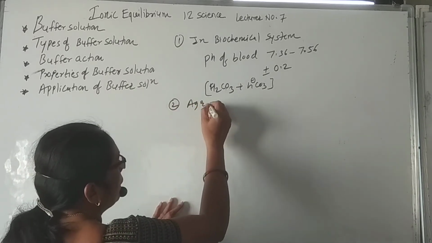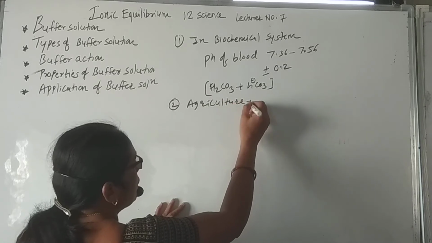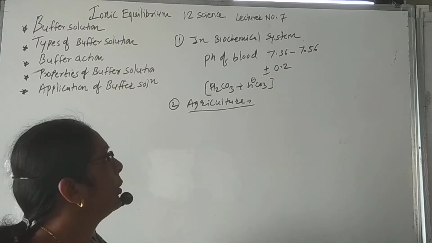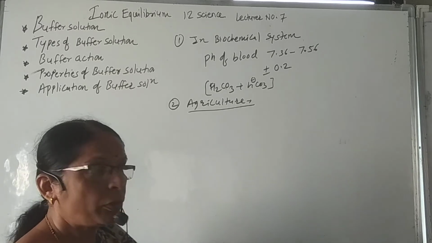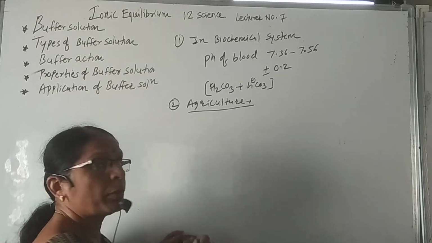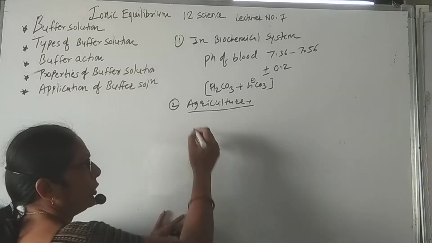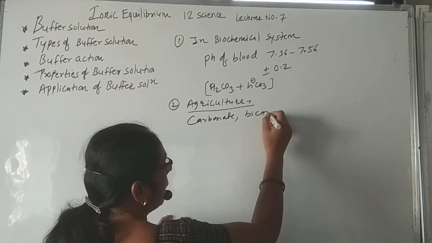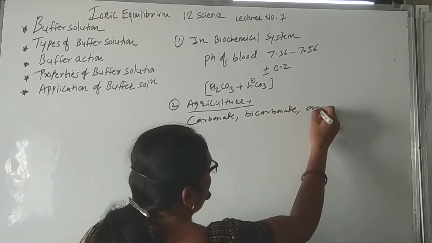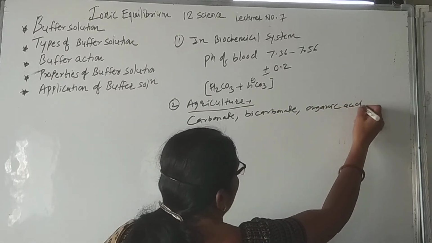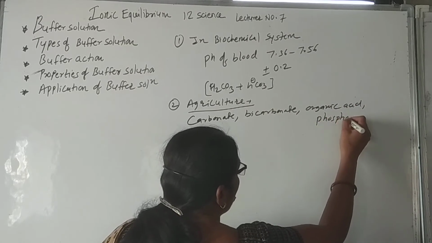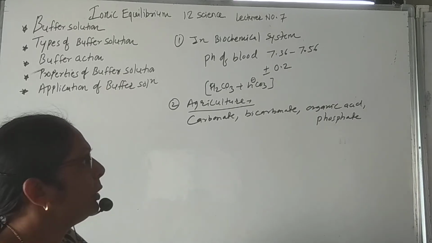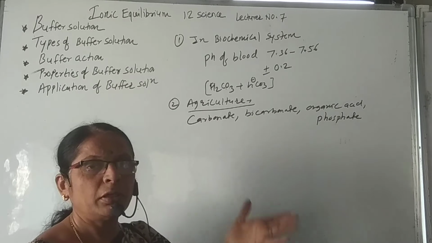Second, in agriculture. In agriculture, the buffer solution also has an important role. The agricultural land's pH must remain constant. We know that the soil contains different types of salts, such as carbonate, bicarbonate, then organic acids and phosphate. Because of the presence of all these chemicals, the soil has a particular pH, and by considering the pH of the soil, we can choose a fertilizer.